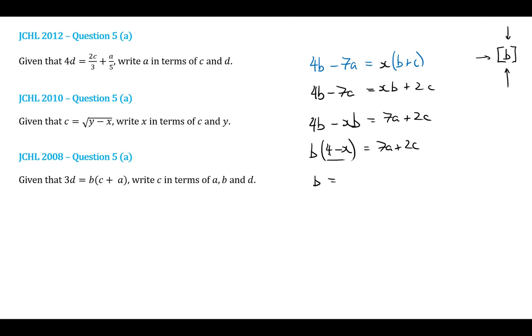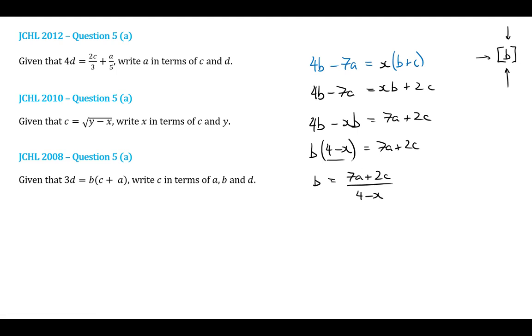The 4 minus x is being multiplied by the b, so to split that I need to divide both sides by 4 minus x. Divide the left by 4 minus x, you're left with b, and then divide the right by 4 minus x, and we get 7a plus 2c over 4 minus x. And we've expressed b in terms of a, c, and x.